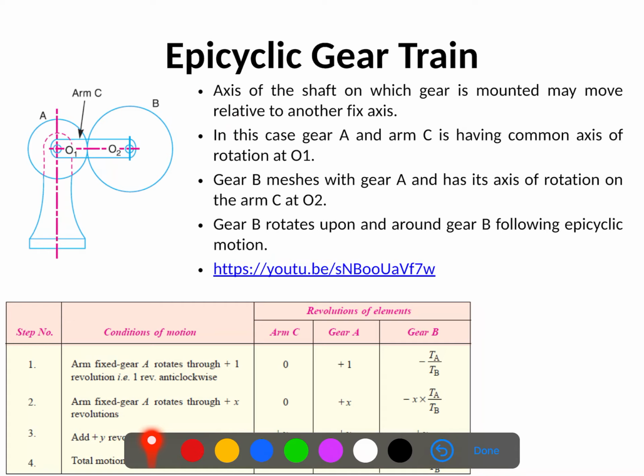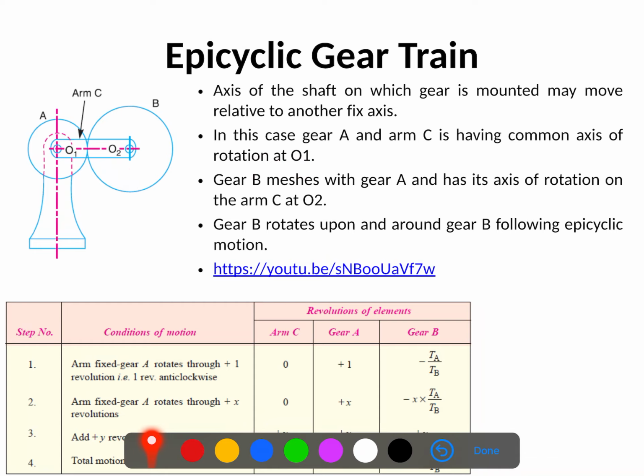Now observe this particular case. In this, we are having a gear A which is mounted on a shaft and it rotates about the center point O1. Similarly, on the center point O1 there is another arm mounted, which is called arm C, and it can also rotate about this center point O1. So in this case, gear A and arm C have a common axis of rotation, that is at O1.